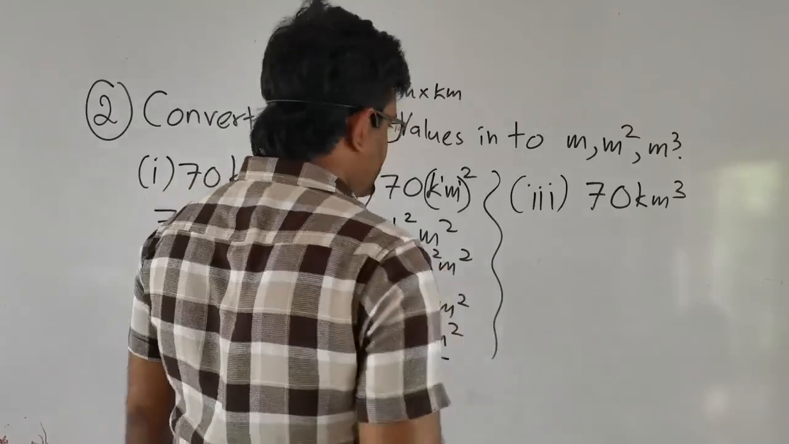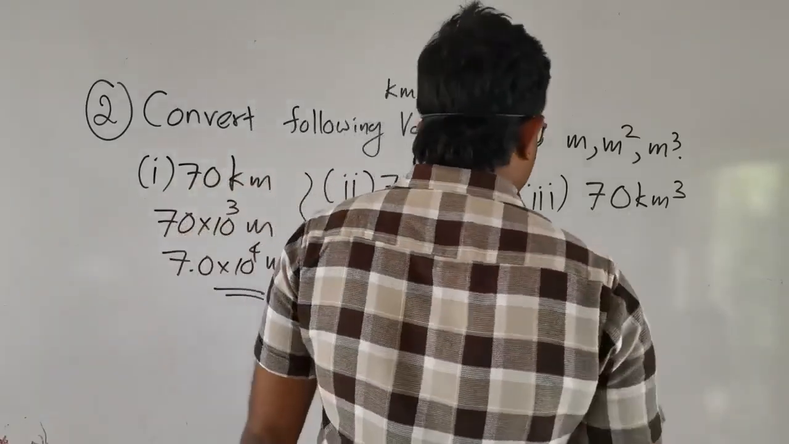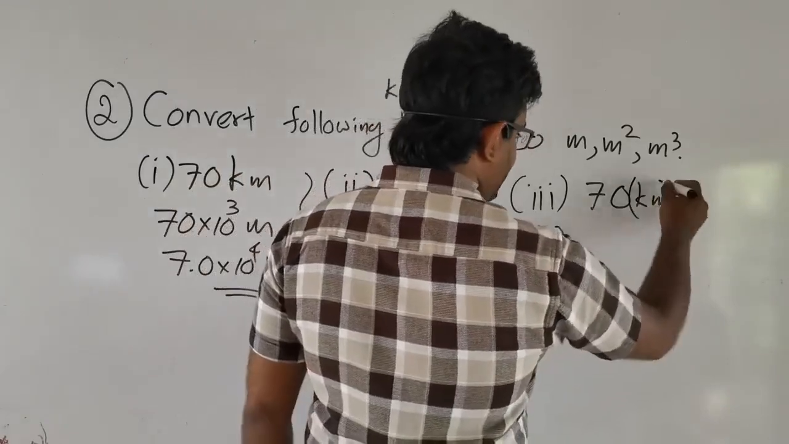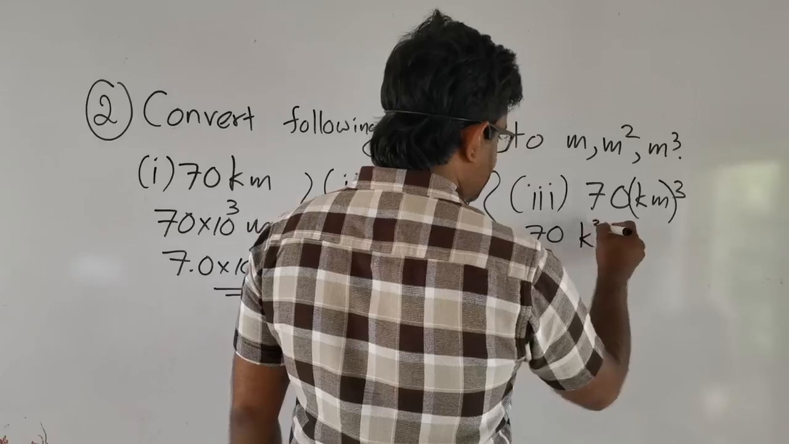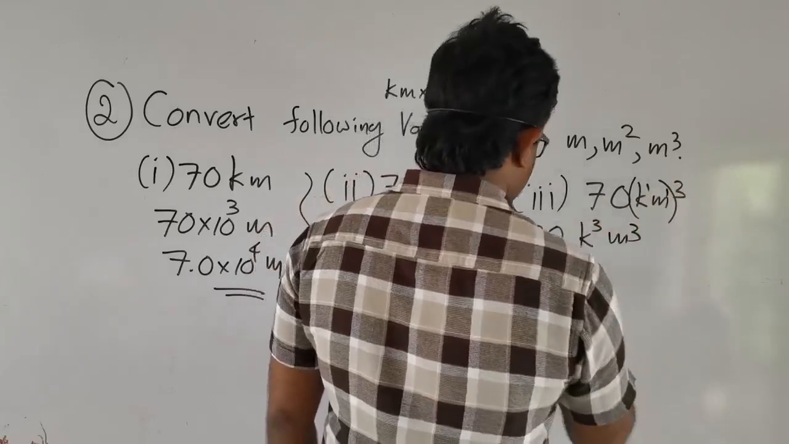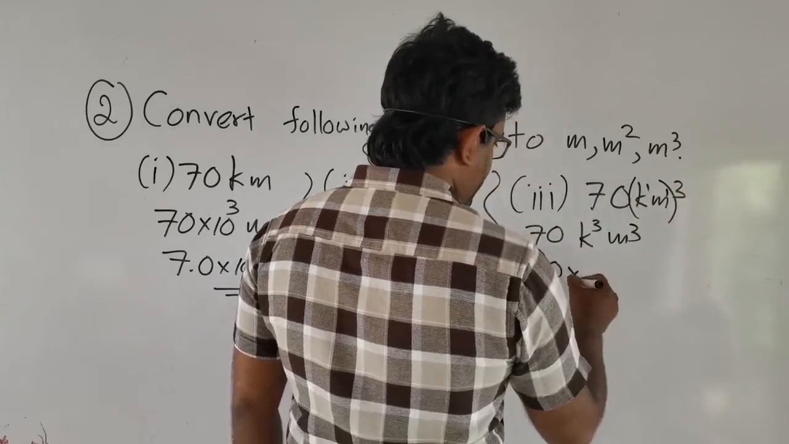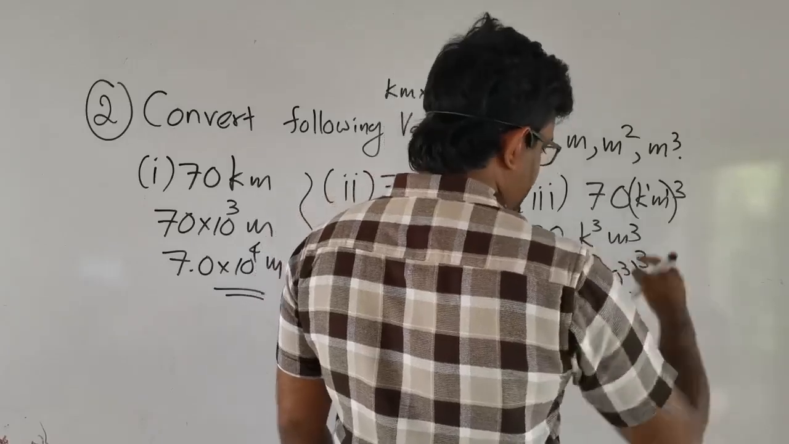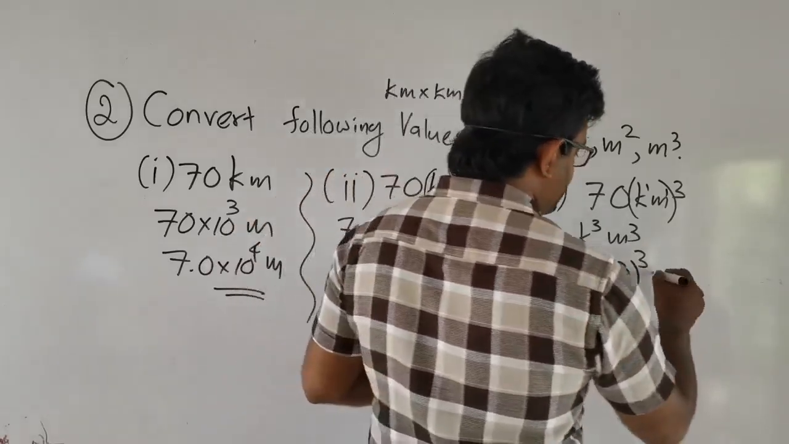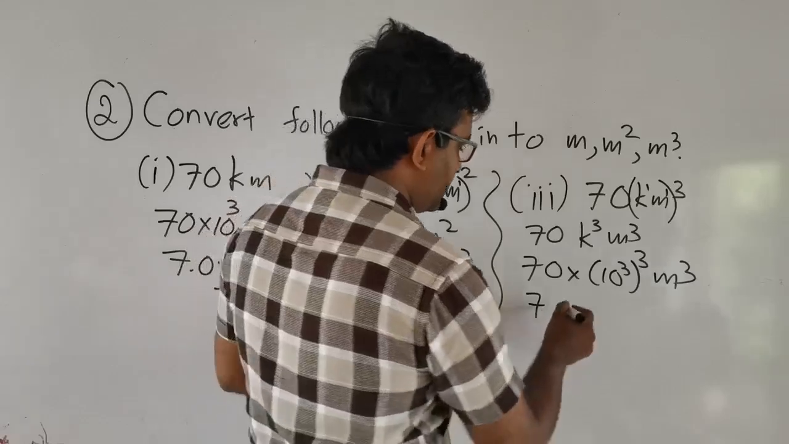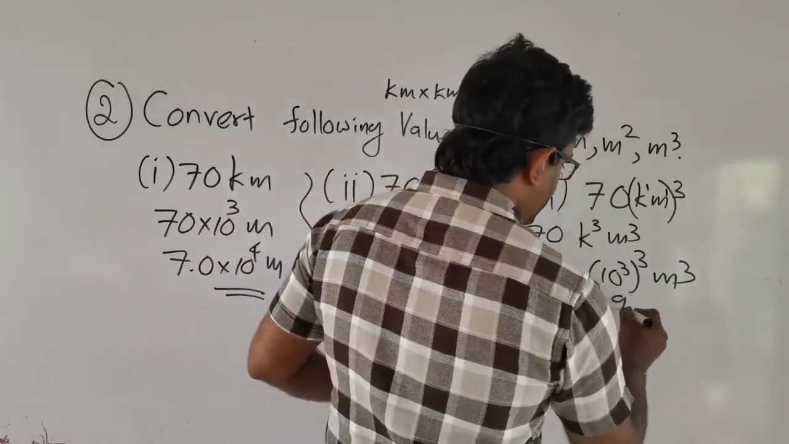Right, next one, that is kilometer cube, 70. Similarly we can write that is kilo to the power 3, then meter to the power 3. Likewise 70, then kilo, that is 10 to the power 3, multiplied by that value when removing the bracket. So 70 into 10 to the power 9, right?